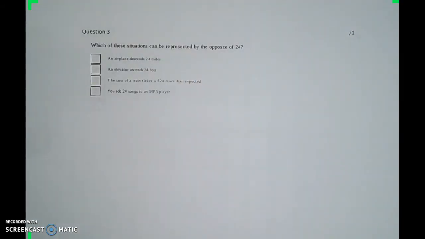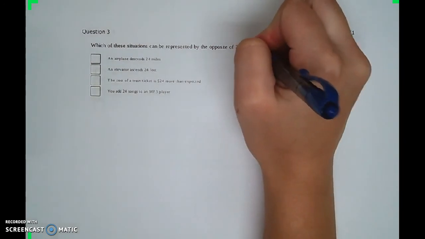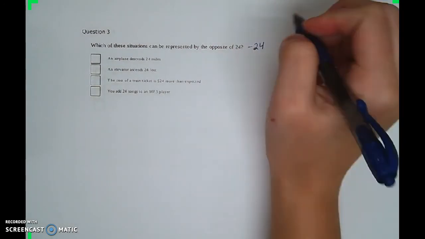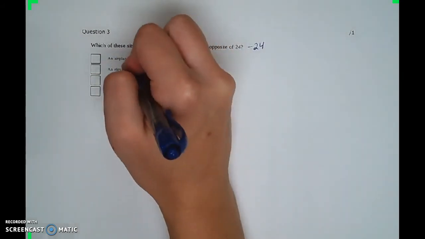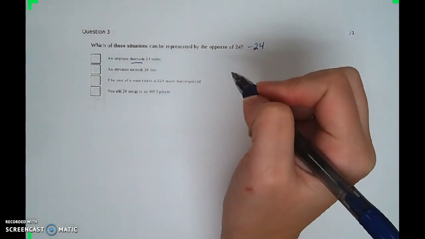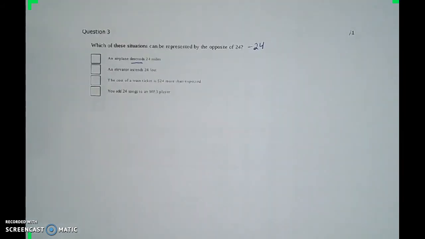Number 3 says which of these situations can be represented by the opposite of 24? So the opposite of 24 is negative 24. So let's see what we've got here. It says an airplane descends, which means to go down 24 miles. That's probably going to be our answer, but let's make sure the other ones don't work.